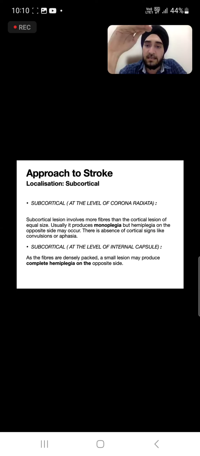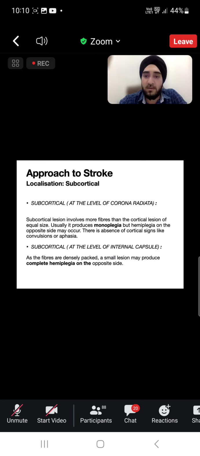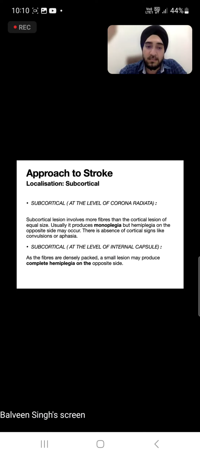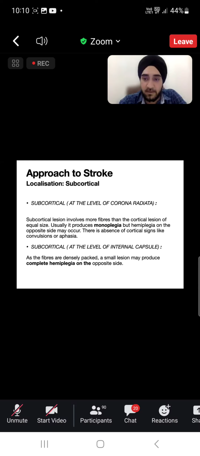In the subcortex at the level of corona radiata, 10 fibers will be involved. If you go more down at internal capsule, 40 fibers will be. So a patient might present to you with monoplegia or some hemiplegia at corona radiata, but there will be absence of cortical signs. Cortical signs like focal seizures, higher mental function disorders, which include acalculia, agraphia, aphasia, and all those things.